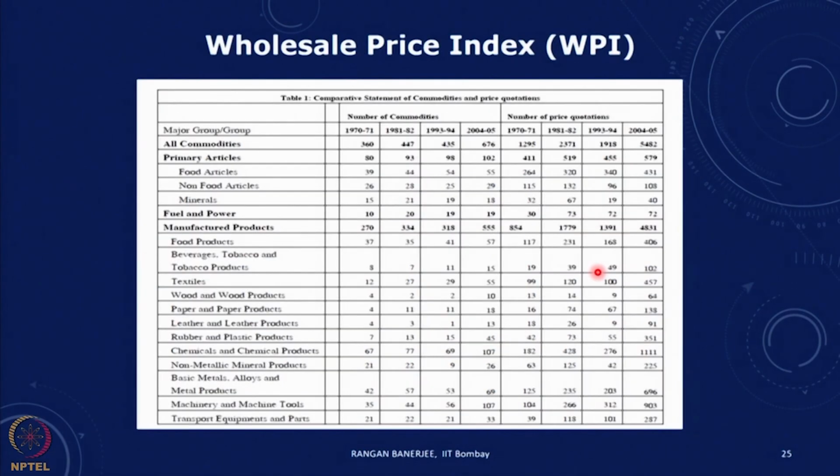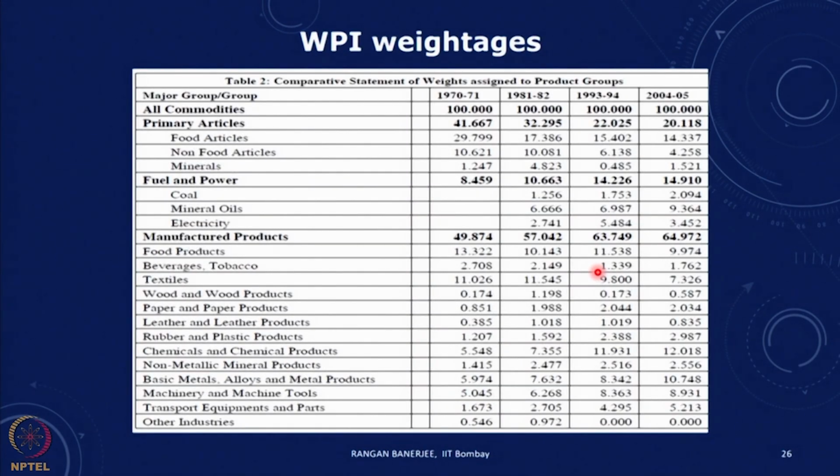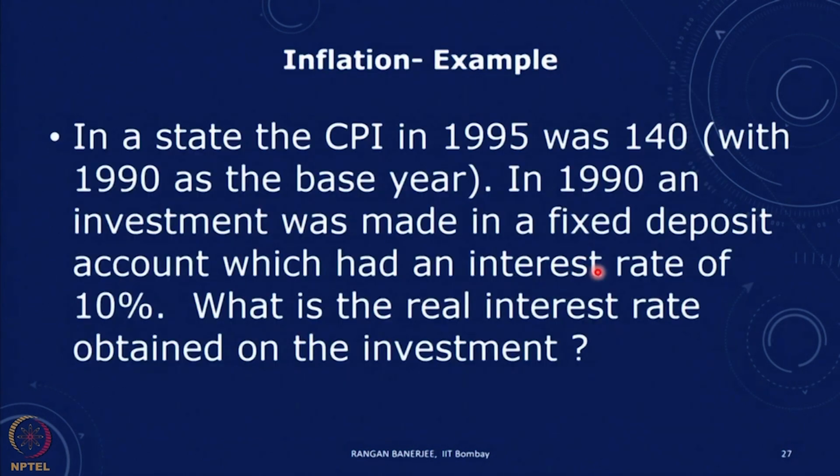So, let's now look at a simple example. Based on this, there are weightages which are given, and these weightages can be used to make this. Let's take a simple example: in a state the consumer price index in 1995 was 140 with 1990 as the base year. In 1990, an investment was made in a fixed deposit account which has an interest rate of 10%. We want to find out what is the real interest rate obtained on the investment, because from 1990 to 95 the prices have increased, the value of that money has gone down, and we want to know what is the actual amount of the interest that you are getting.